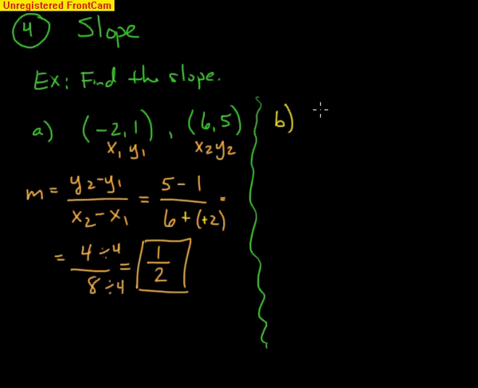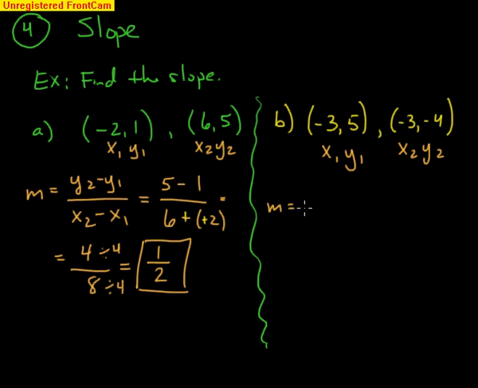Alright, second example here. Let's take a look at these 2 points. Negative 3, 5, and negative 3, negative 4. We will attack the problem in the same way. We will find the slope. I will write the slope formula. You don't have to write the slope formula. Let's just label the points. x1, y1, x2, y2. The slope formula is right here, right?